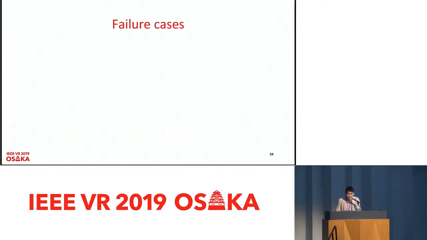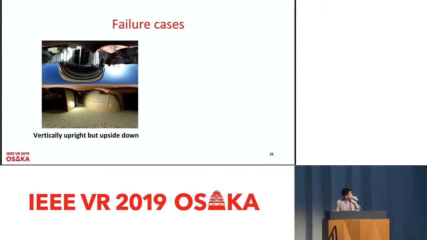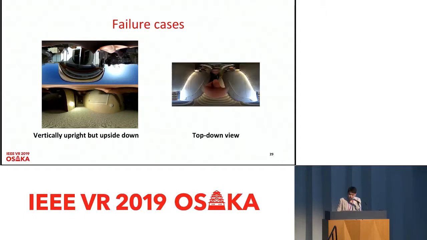Now let me show you the failure cases. We found out that most of the failure cases fall into two categories. First is when the image is vertically upright but upside down. This type of problem is extremely hard to predict for the neural network since it can be viewed as already vertically upright. The second category is when the image is taken in the top-down view. These kinds of pictures are hard even for humans, as there are literally no features of vertical and horizontal lines, and all the stairs and the contents are tilted.